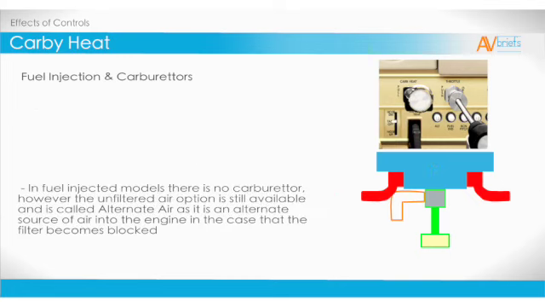In fuel-injected models, there is no carburetor. However, the unfiltered air option is still available and is called alternate air as it is an alternate source of air into the engine, in the case that the filter becomes blocked.